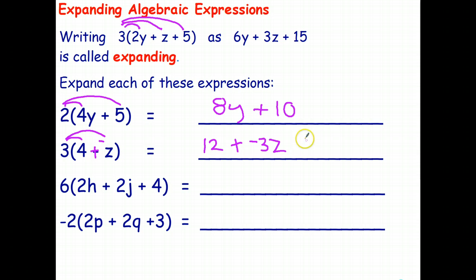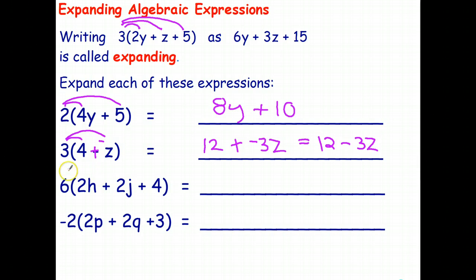And then if I want to, I can write that back as a subtraction. Adding negative 3z is the same as subtracting 3z. Now the reason I did that, you'll see shortly. Okay, on to the next expansion.